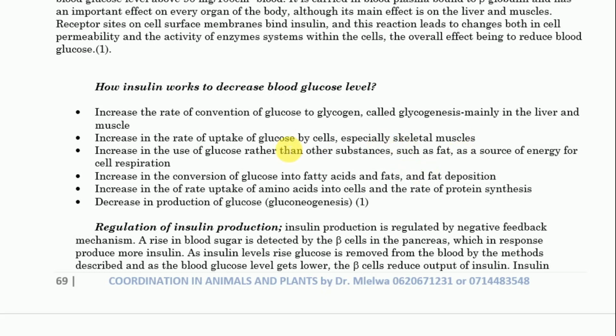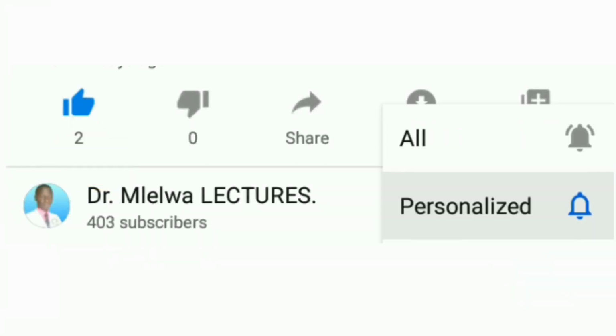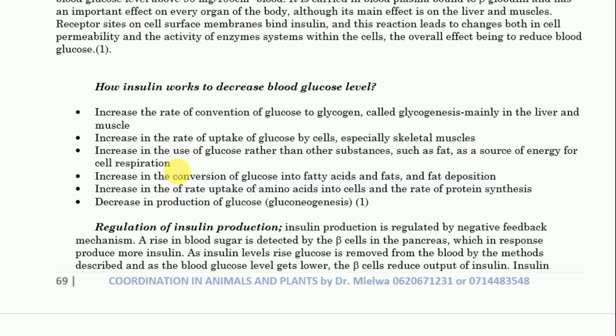Then an increase in the use of glucose rather than other substances such as fat as the source of energy for respiration. So insulin inachokifanya ni kwamba inatumia sana glucose kuliko vitu vingine. Yani inatengeneza hiyo mechanism ambayo glucose inatumika sana kuliko fat au protein for cell respiration. Kwa kule kutumia sana glucose will lead to the decrease in the blood concentration of sugar.